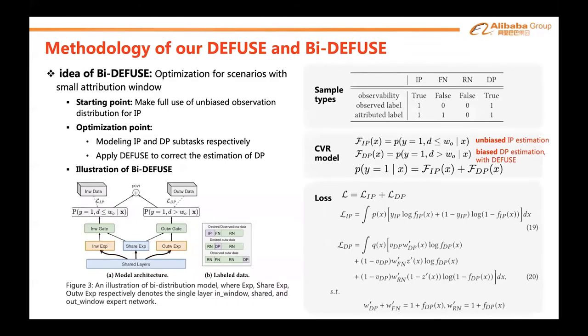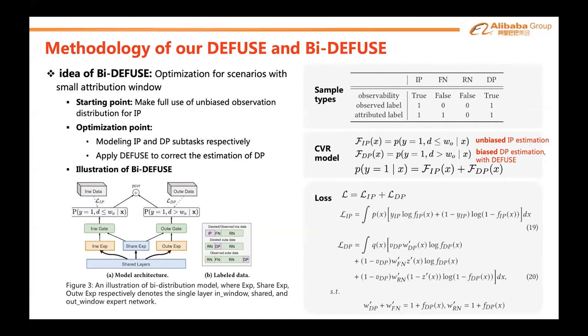As such, we build a practical learning framework by DIFUSE that can fully exploit samples from the observed distribution directly. Recall that we divide the samples into four types. The IP and DP denote the immediate conversion and the delayed conversion, respectively. We thus adopt a multi-task learning framework to jointly optimize the following subtasks: an in-window model to predict the IP probability, and an out-window model to predict the DP probability. By doing so, we divide CVR prediction into an unbiased in-window prediction and an importance sampling-based out-window prediction task.